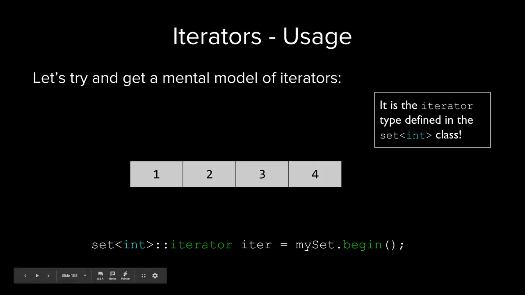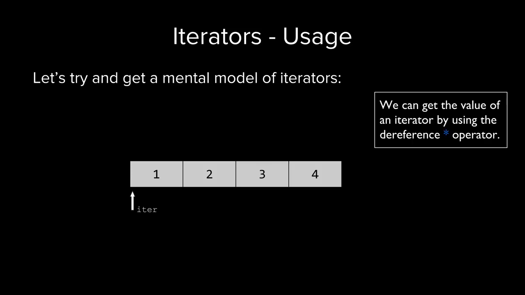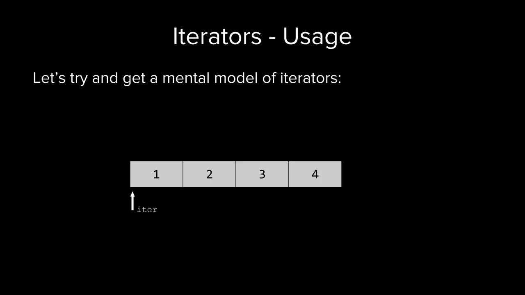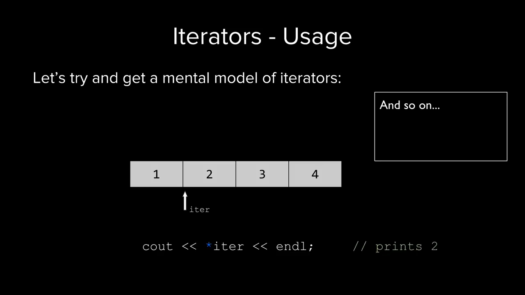So what this looks like is that you have an iterator pointing to your zeroth index, your begin. Now, if you want to get what this iterator is referring to, you dereference it with the star operator. So if I want to print the current value of iter, I would do cout star iter endl, and that'll print the one. Now, what do I want to do? I want to move to the next thing in my collection, right? So I advance my iterator by calling plus plus on it. I say plus plus iter, it will move to the next one, and then I can again print it by dereferencing it, and it'll print the two.